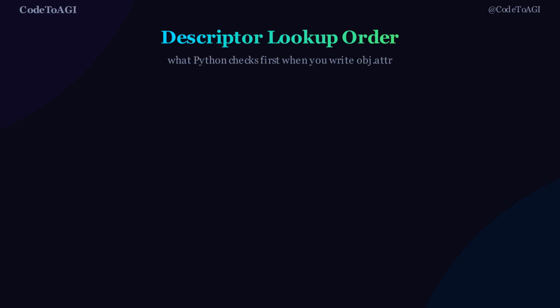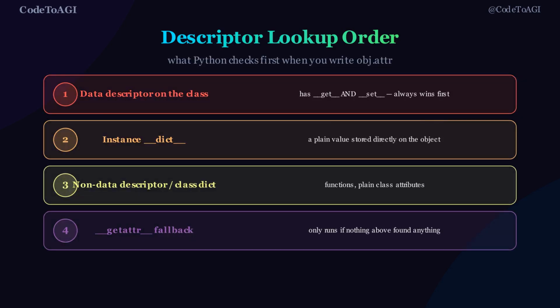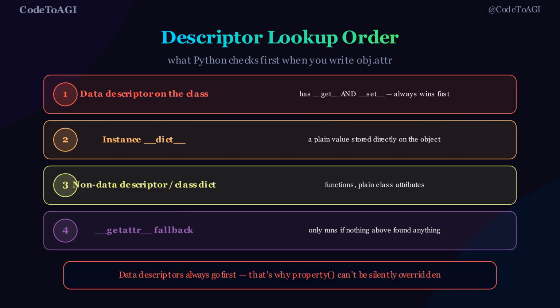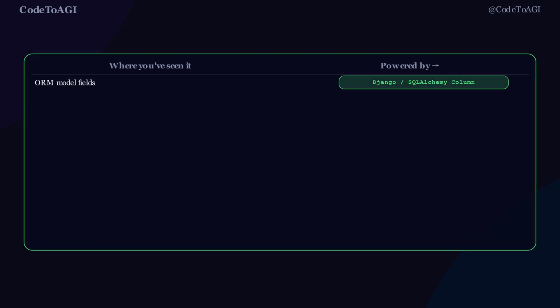When you write obj.attr, Python checks 4 places. First, a data descriptor sitting on the class. Second, the instance's own __dict__. Third, a non-data descriptor or plain class attribute. Fourth, __getattr__, only if nothing else matched. Data descriptors always go first. That's the whole rule. You've already used descriptors without knowing their name.